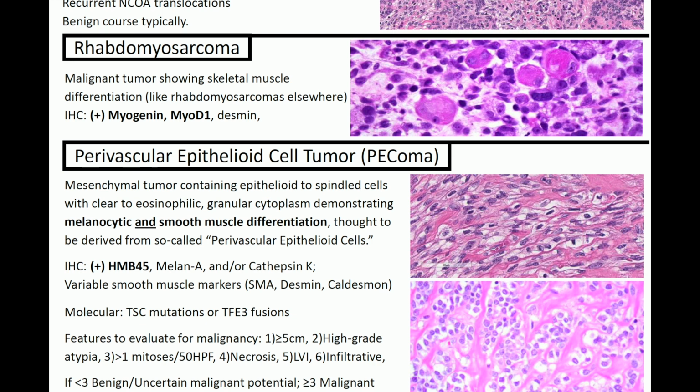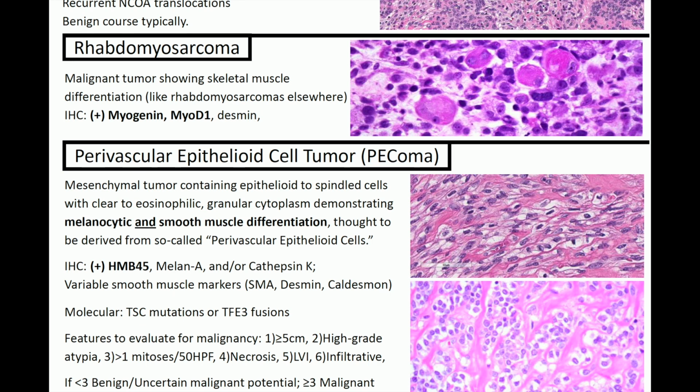Some features to evaluate for malignancy in a PEComa are size greater than or equal to 5 centimeters, high-grade atypia, more than 1 mitosis per 50 high-powered fields, necrosis, LVI, or infiltration. And that's not anything unique to PEComas, right? Those are all high-grade features that would make us think of malignancy basically in any neoplasm.